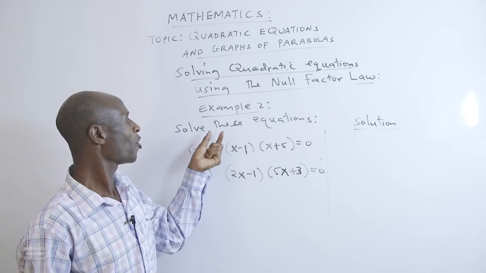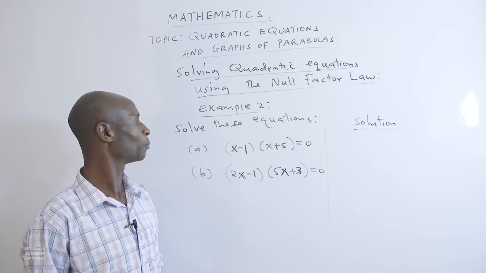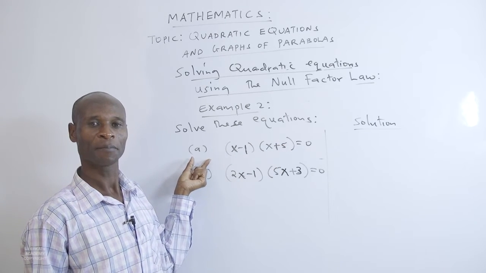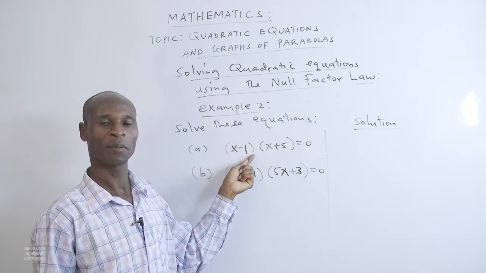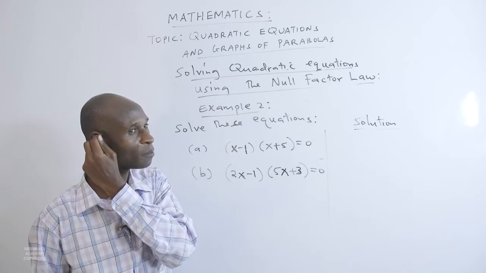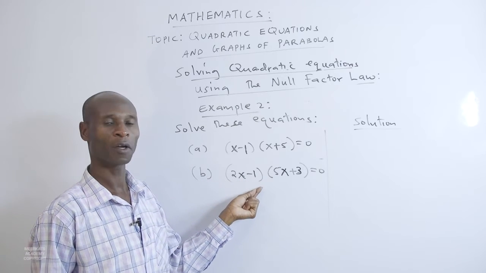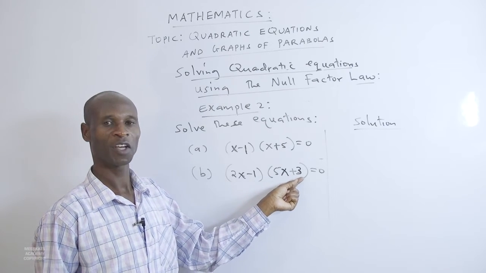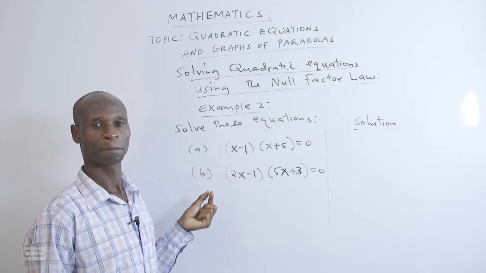Now class, let us look at more examples on how we can solve a quadratic equation using the null factor law. For example, solve these equations. The first one, part A, is open bracket x minus 1, close the bracket, into x plus 5, close the bracket, is equal to 0. The second one, part B, is open bracket, 2x minus 1, close the bracket, open the bracket, 5x plus 3, close the bracket, equal to 0. Class, try part A.